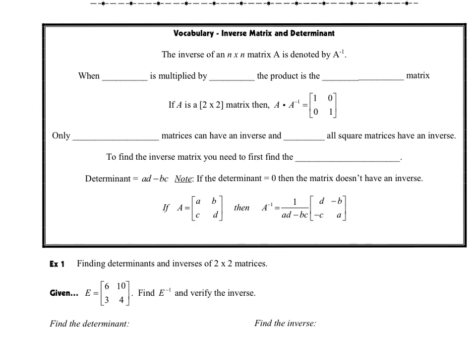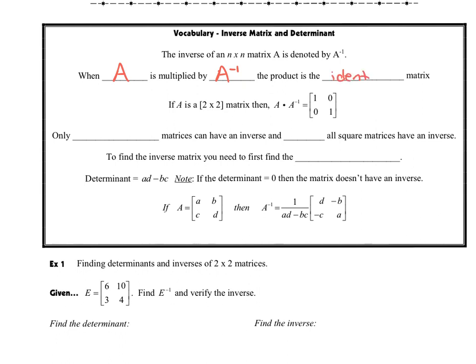All right, so let's start here at the top, filling in some of our blanks in our vocabulary. We've got the inverse of an n by n matrix. Now, what this should jump out to you is that the rows and the columns are the same. So an n by n matrix A, that inverse is going to be noted A to the negative 1. This is the same type of inverse notation we've used in the past for our function inverses as well. When your matrix A is multiplied by its inverse, the product will be the identity matrix.